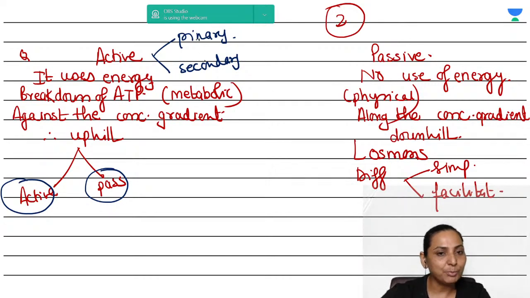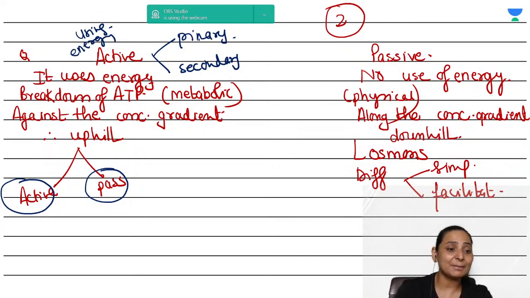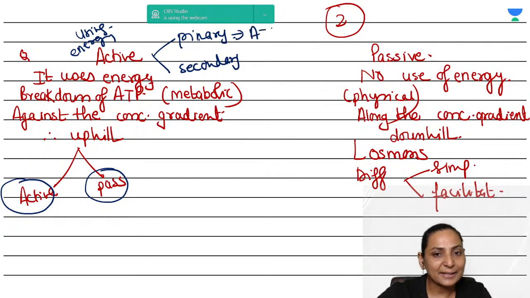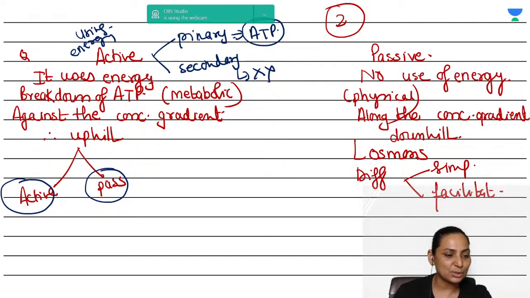I told you that both of them are using energy. Both of them are using energy because we've categorized them as active. However, primary is using direct hydrolysis of ATP, but secondary is not causing a direct hydrolysis of ATP. So this difference has to be very nicely understood.